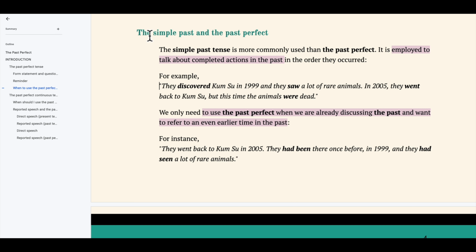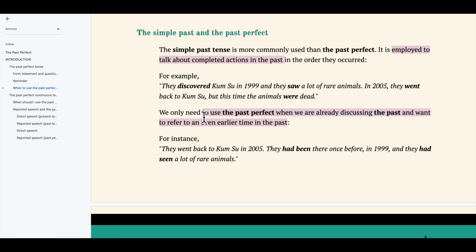The simple past and the past perfect. After talking about when to use the past perfect tense, let's examine the usage of the simple past and the past perfect tenses. The simple past tense is more frequently used than the past perfect. It allows us to talk about completed actions in the past in the order they occurred. For example, they discovered Kumsu in 1999 and they saw a lot of rare animals. In 2005, they went back to Kumsu, but this time the animals were dead.